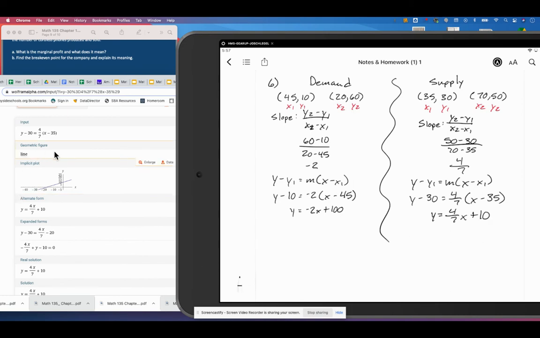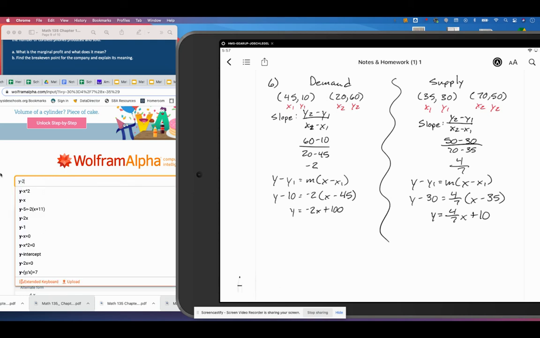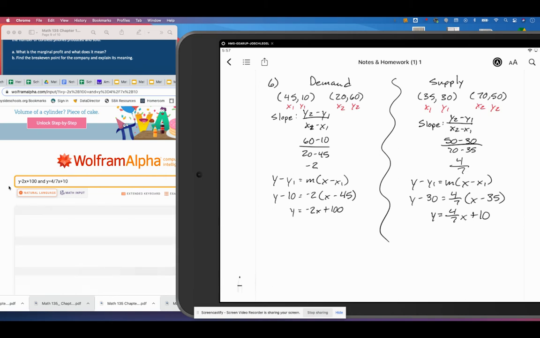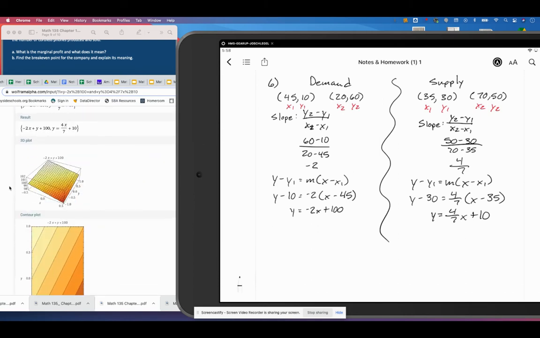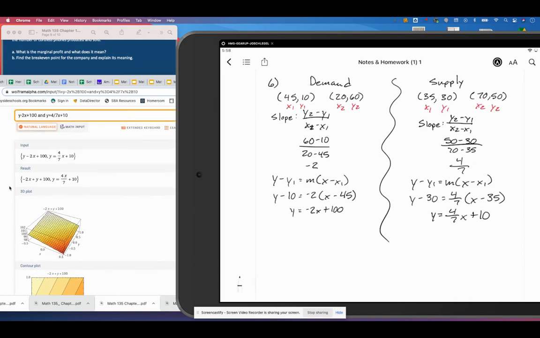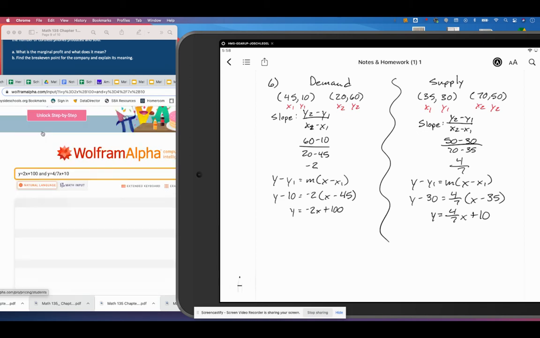Okay, and as we have done in the past, all we need to do is take these two equations, give them to Wolfram, put the word and in the middle, and it will solve them simultaneously. So y is equal to -2x plus 100, and y is equal to 4/7 x plus 10 for the second one. Let's see what we've got. Did I do something goofy again? Yep, I put a minus sign there instead of an equal sign. There we go.